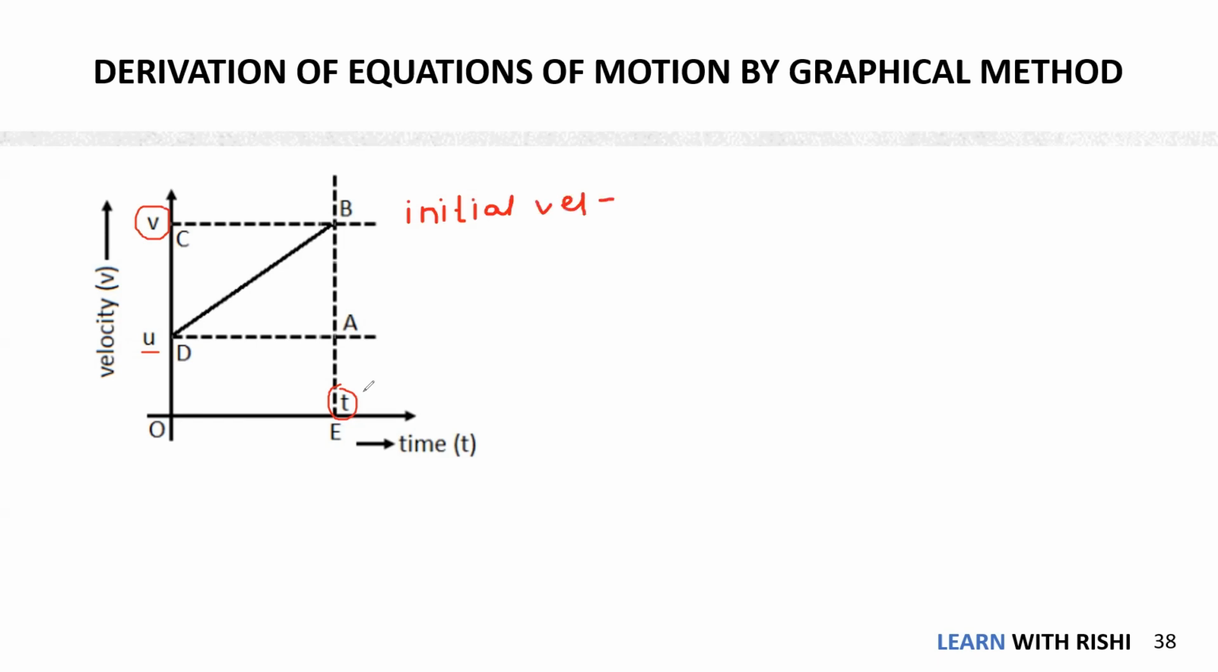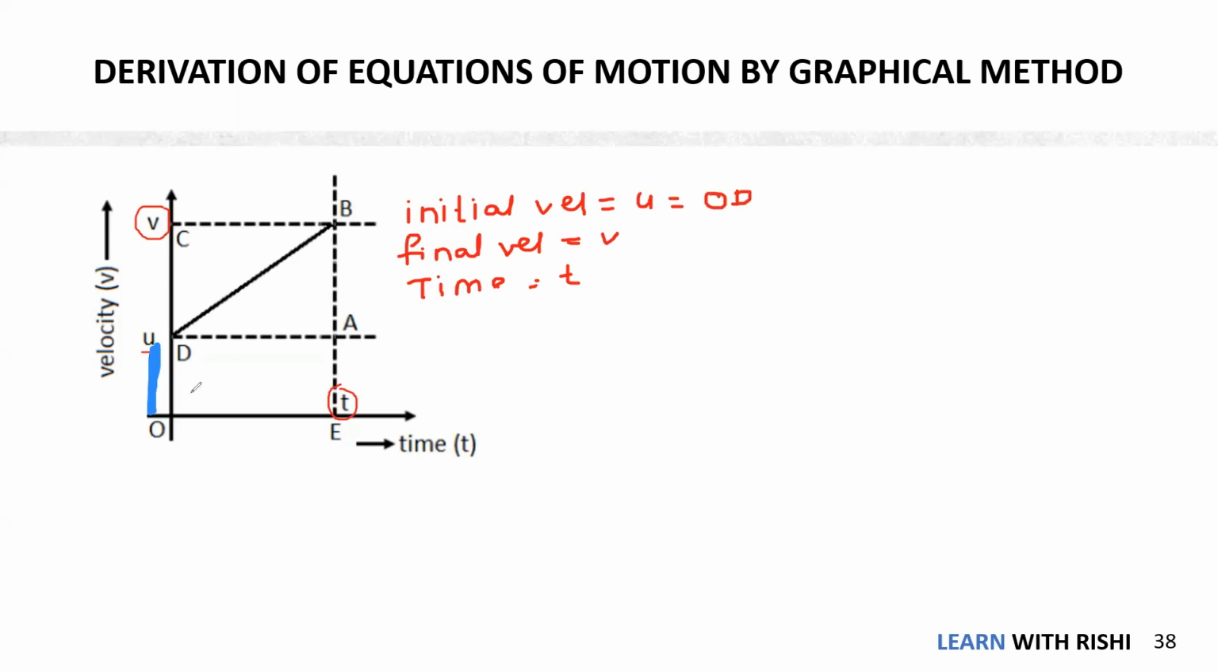So initial velocity is nothing but u. Final velocity is v, and time interval is small t. Now from the graph, you can observe that u is nothing but the distance OD. Distance OD is nothing but u. So I can write initial velocity is equal to OD.